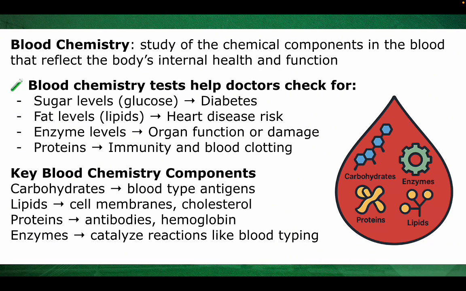Fat levels, or lipids, to assess heart disease risk. Enzyme levels check for organ function or damage. And proteins for immunity. They also help in blood clotting. So some key chemistry components you'll see: carbohydrates, basically they are the blood type antigens. This will help determine compatibility for transfusion. Lipids form the cell membranes and anchor important markers. Proteins, like antibodies, fight infections, and hemoglobin carries oxygen. Enzymes speed up chemical reactions in the body.